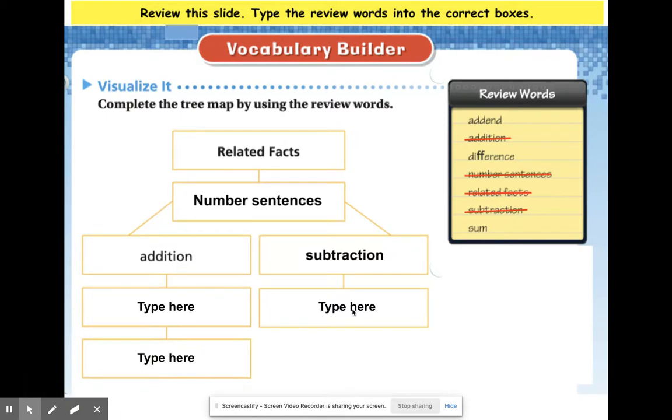Tomorrow, we'll get started with our first strategy for how to multiply.